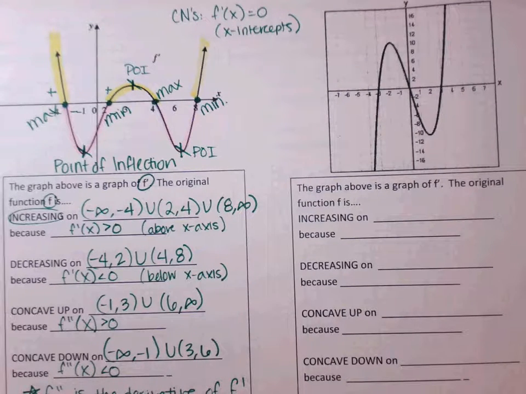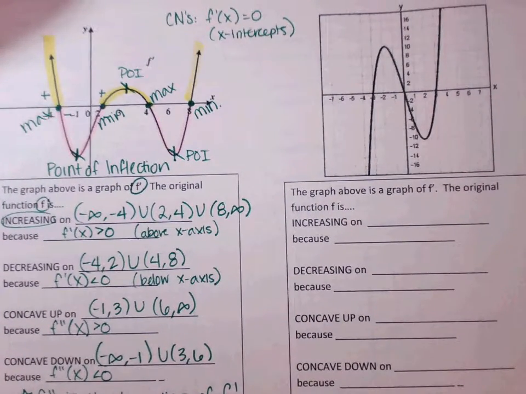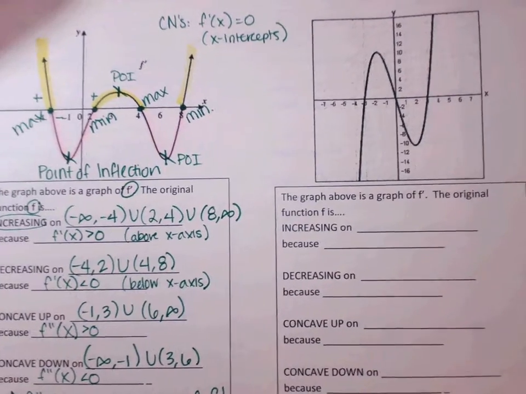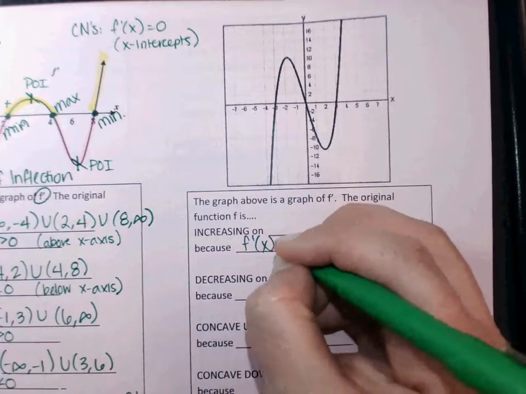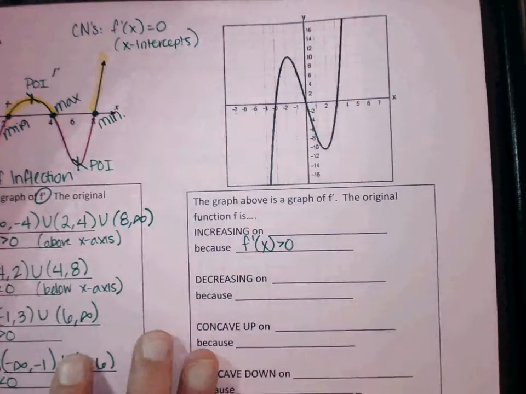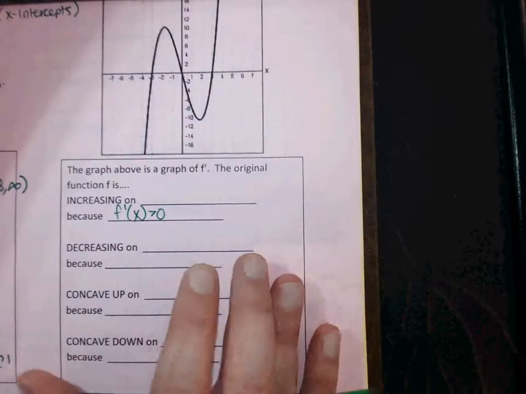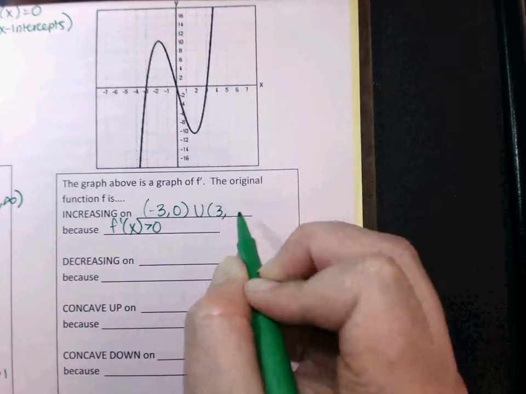Okay, so look at the graph right next to it. Let's do another one. We're going to do 4 of these, so by the end of it, hopefully you'll get it. Okay, first one says f is increasing on, so look at your graph. We know that f is going to be increasing when f prime is positive. But remember, this is f prime. So on what intervals is f prime positive or above the x-axis? From where to where? -3 to 0 and 3 to infinity.